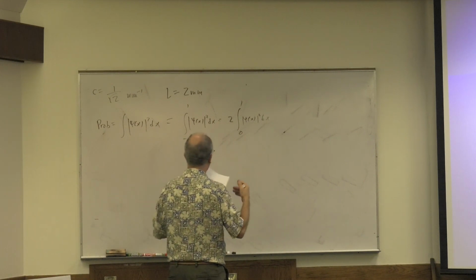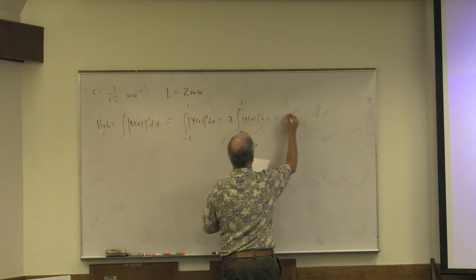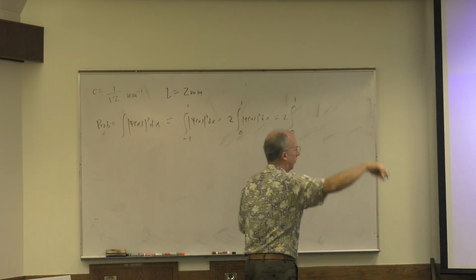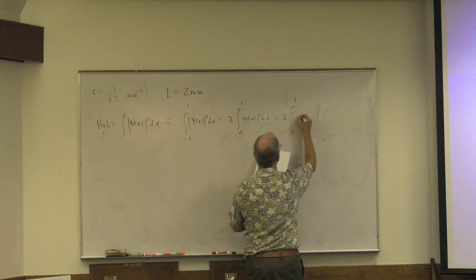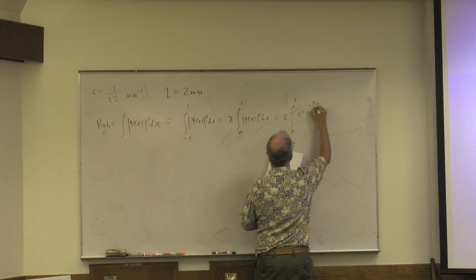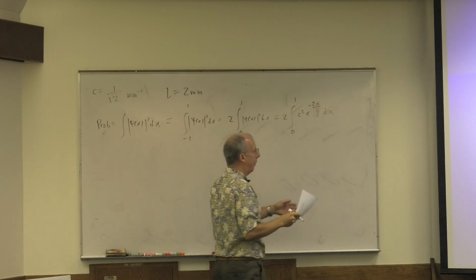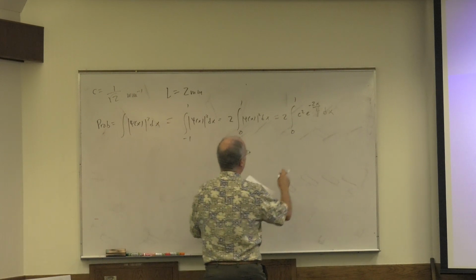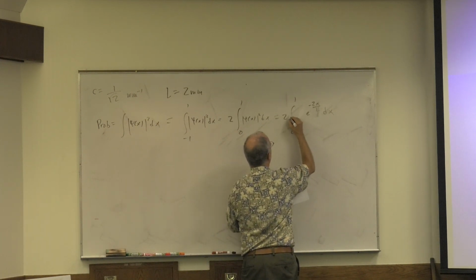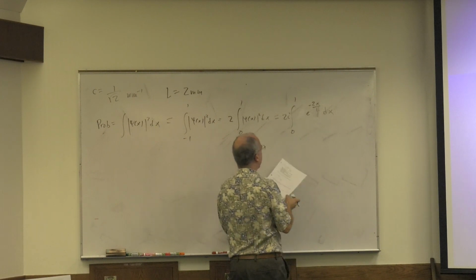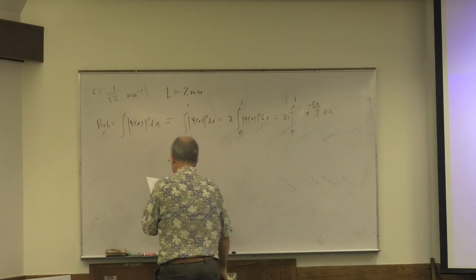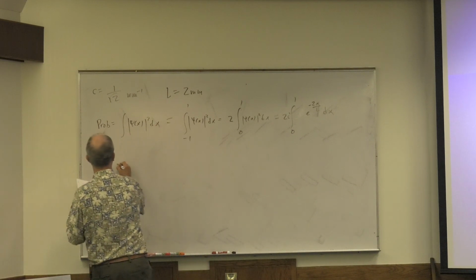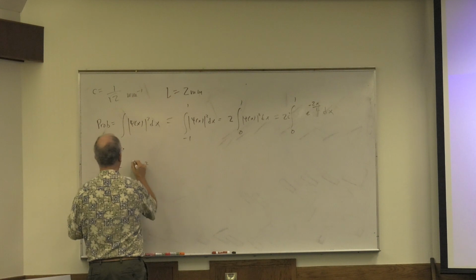Now let's put in all our stuff. So it's 2 times the integral from 0 to 1. Psi squared, I already erased it, it was c squared e to the -2x over L. I promise you that was what it was. We can put the c squared in the front. So 2c squared times the integral from 0 to 1 of e to the -2x over L.